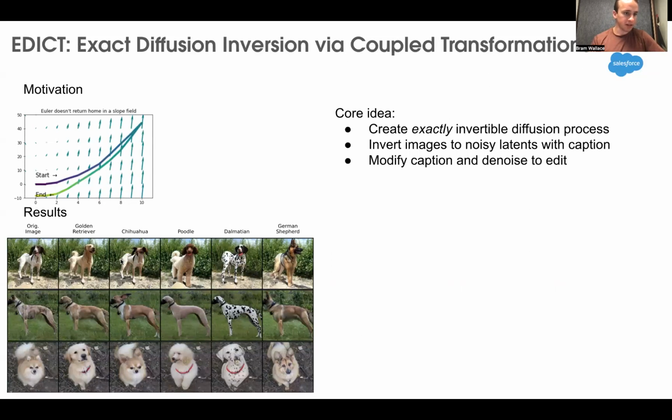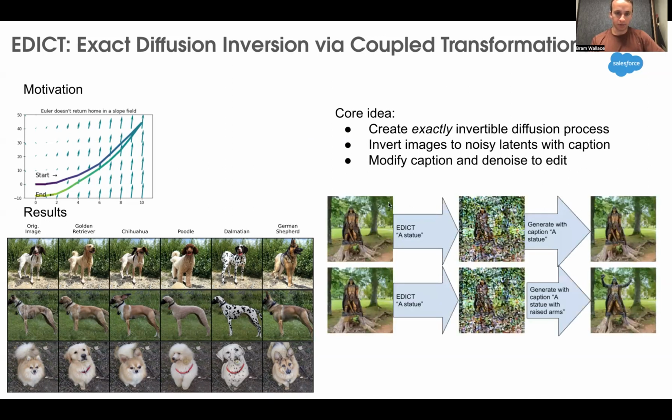So what we propose is a method that is able to invert itself perfectly, an invertible diffusion process. And we apply this to editing, as shown on the bottom left. The core idea is that we create an exactly invertible diffusion process. We invert images to noise latents with some caption, and then we modify the caption and denoise to edit. So that process is shown here.